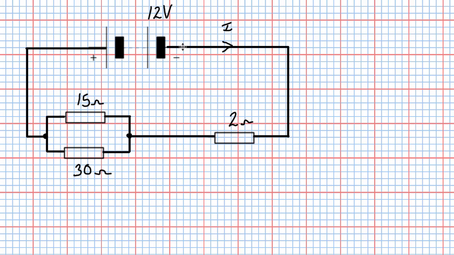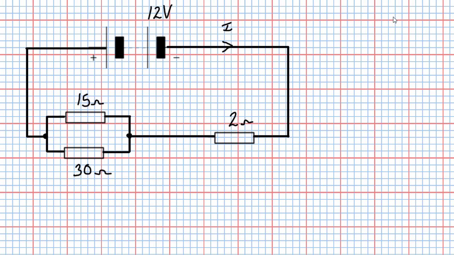Well, we know when the current leaves the battery, it flows round this way, through the 2 ohm resistor. When it gets to this point here, the current will split. And when current splits, that means there's a parallel part of the circuit. The current through the 15 ohm resistor will be double the current through the 30 ohm resistor, all because the 15 ohm resistor is half the resistance of the 30 ohm resistor.